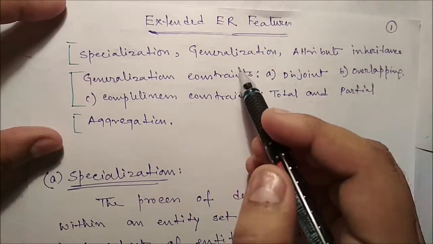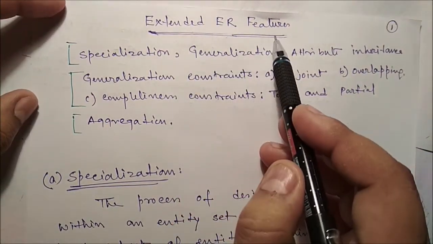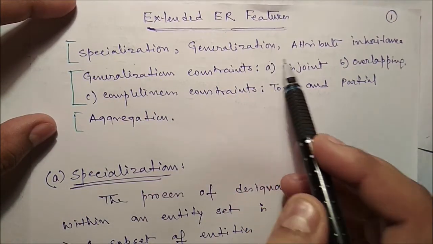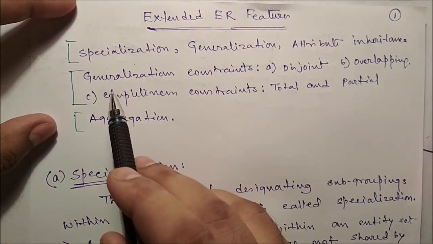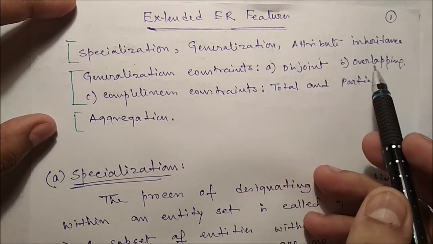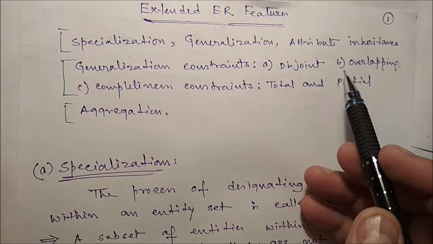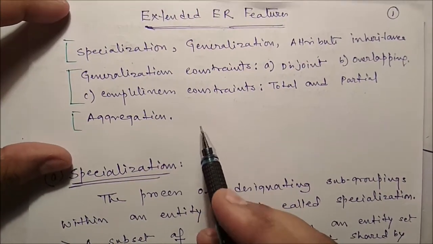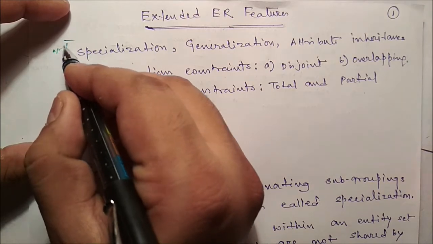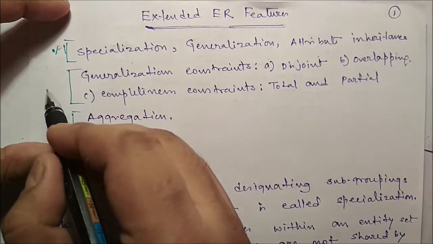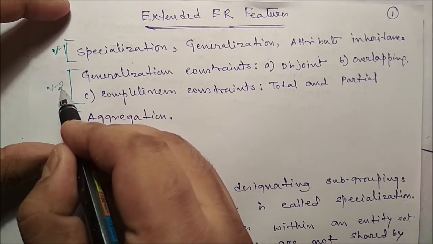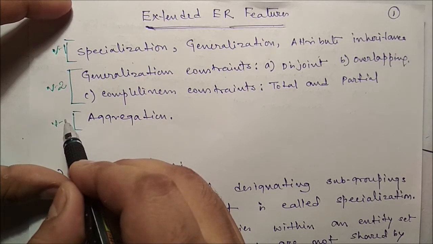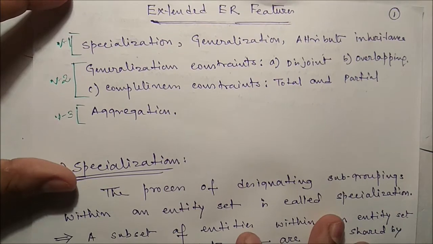Hello friends, here we will talk about extended ER features. We will talk about specialization, generalization, attribute inheritance, generalization constraints, disjoint and overlapping, completeness constraints, total and partial, and aggregation. Practically we divide this into three videos. In video 1 we will talk about all this, in video 2 we will talk about the various constraints, and in video 3 we will discuss aggregation.